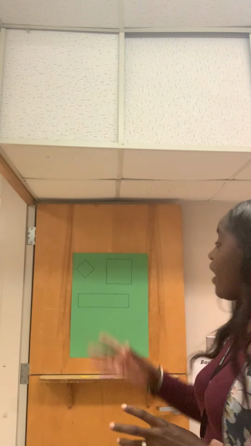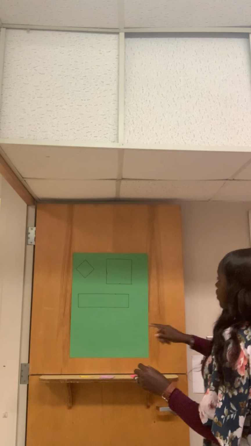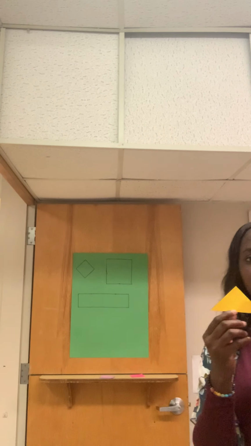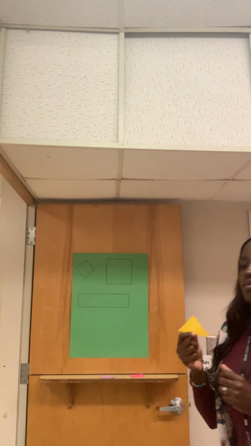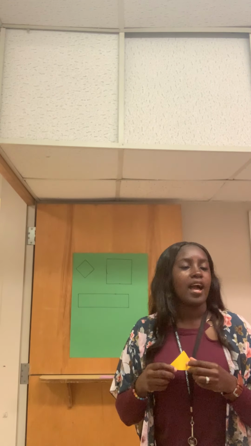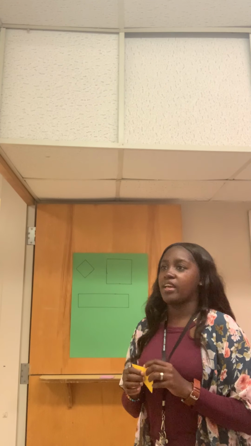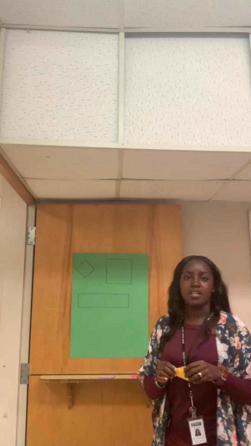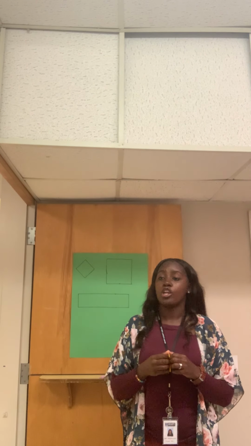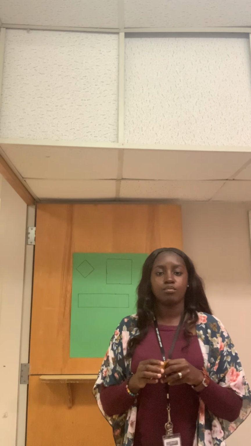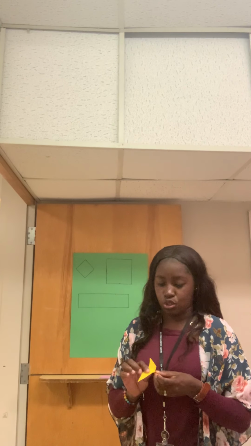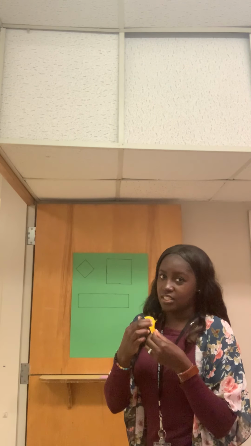So now we have the diamond. Can anyone tell me what shape this is? Great job. A triangle. And how many triangles do we think will make up one diamond? How many triangles? Yes? No? Not 3, but you're close. Exactly 2. 2 triangles. But let's figure it out first.